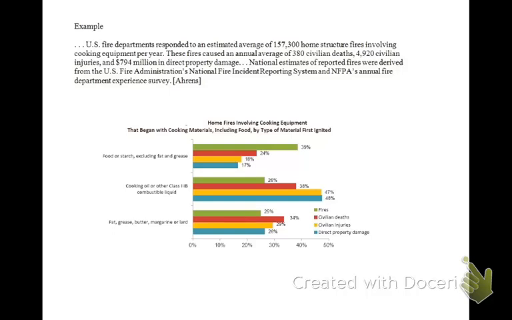National estimates of reported fires were derived from the U.S. Fire Administration's National Fire Incident Reporting System. By the way, in the future you may see me refer to this as NFIRS. And NFPA's Annual Fire Department Experience Survey.